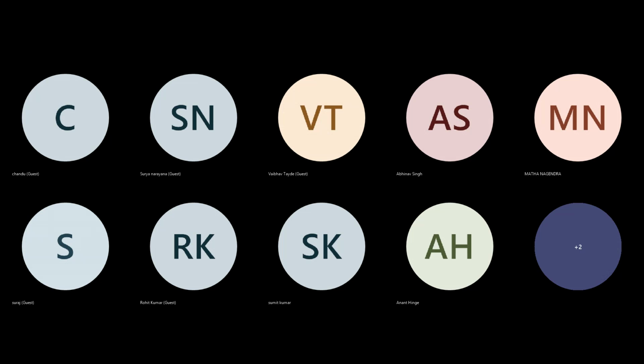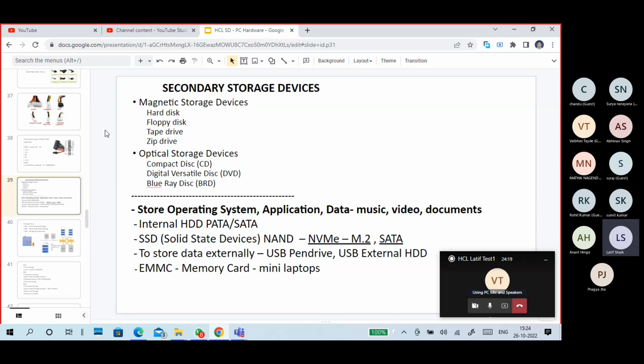Last class, last batch, we covered what a floppy disk and tape drive, zip drives and that kind of stuff are. Okay, so of course, guys, primary storage devices are primary memories, which are RAM and ROM. Main memory is RAM; primary memory is RAM and ROM.